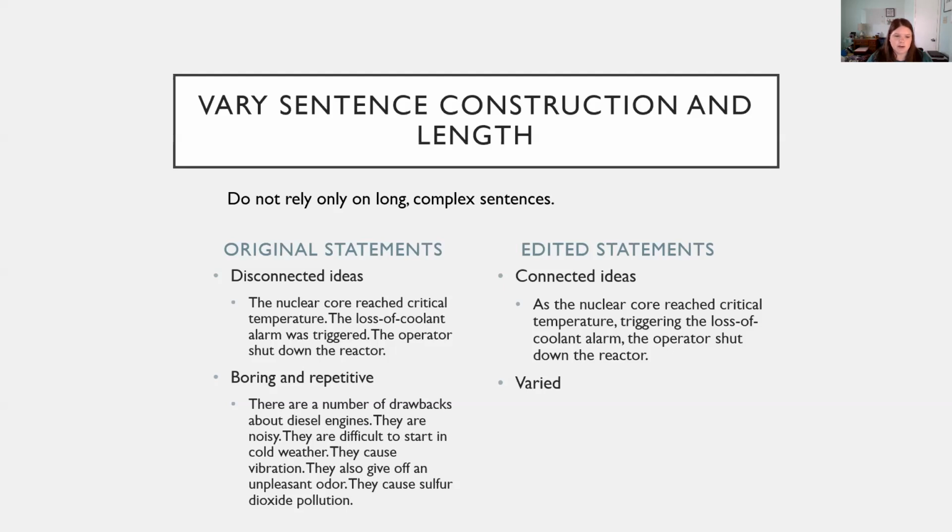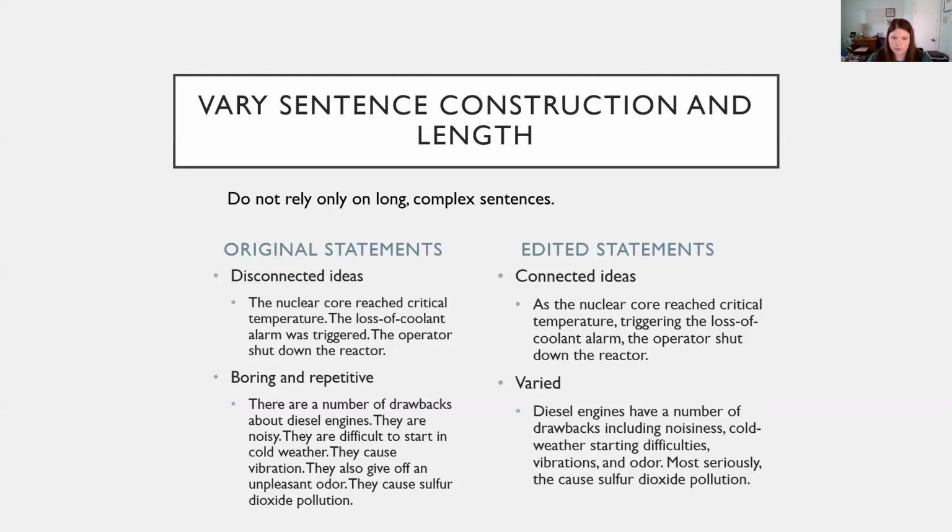So the example sentence there is, there are a number of drawbacks about diesel engines. They're noisy, they're difficult to start in cold weather, they cause vibration, they also give off an unpleasant odor, they cause sulfur dioxide poisoning. So it's boring, repetitive, people are not going to want to read through that, where you can make the sentence more varied and say, diesel engines have a number of drawbacks, including noisiness, cold weather starting difficulties, vibrations, and odor. Most seriously, they cause sulfur dioxide pollution. So there you've connected all of the ideas, but it's also varied. So it's not boring and repetitive, and it connects the ideas, which makes it interesting for the reader.